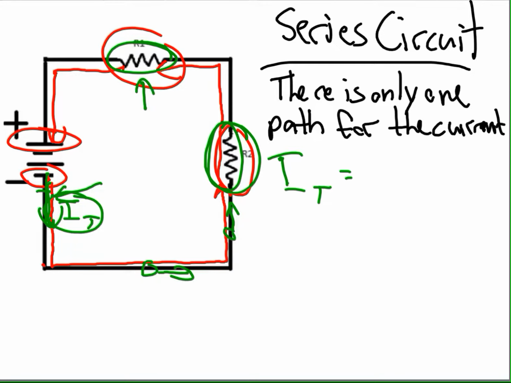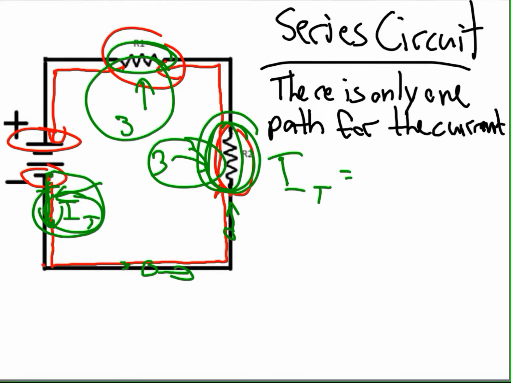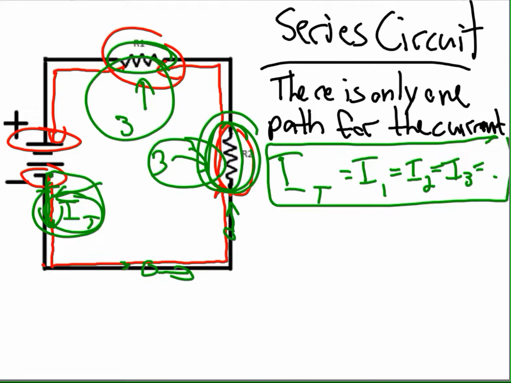Now imagine if this is a one-way road, if there's 3 cars going by here every second, well, you can't have 4 cars going by here in a second, otherwise cars are going to have to be driving over other cars. So whatever the rate coming out of the battery is, the rate going through each of these objects has to be also. So the first rule we're going to come across is I total equals I1 equals I2 equals I3.